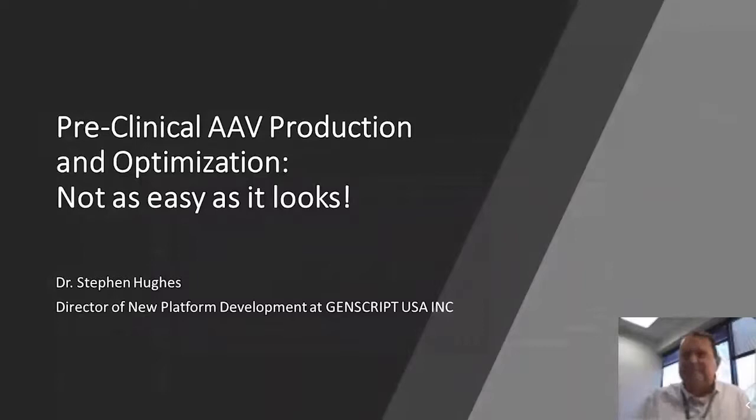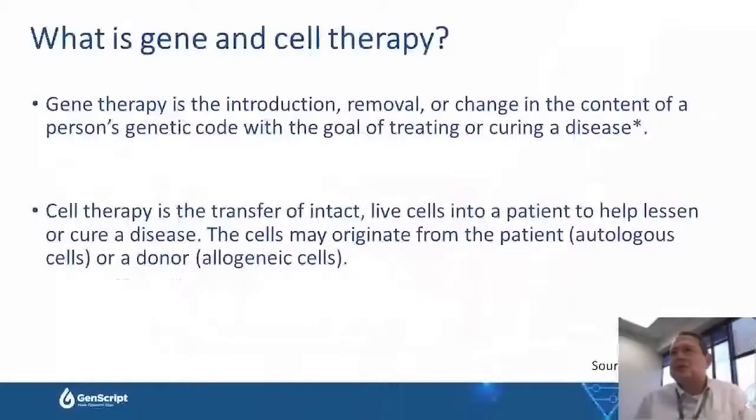What is gene and cell therapy? Gene therapy is the introduction and removal or change of content of a person's genetic code with the goal of treating or curing disease. Cell therapy is the transfer of intact live cells into the patient to help lessen or cure a disease. The cells may originate from the patient, which would be an autologous therapy, or it might be from a donor cell line, which would be an allogenic therapy.